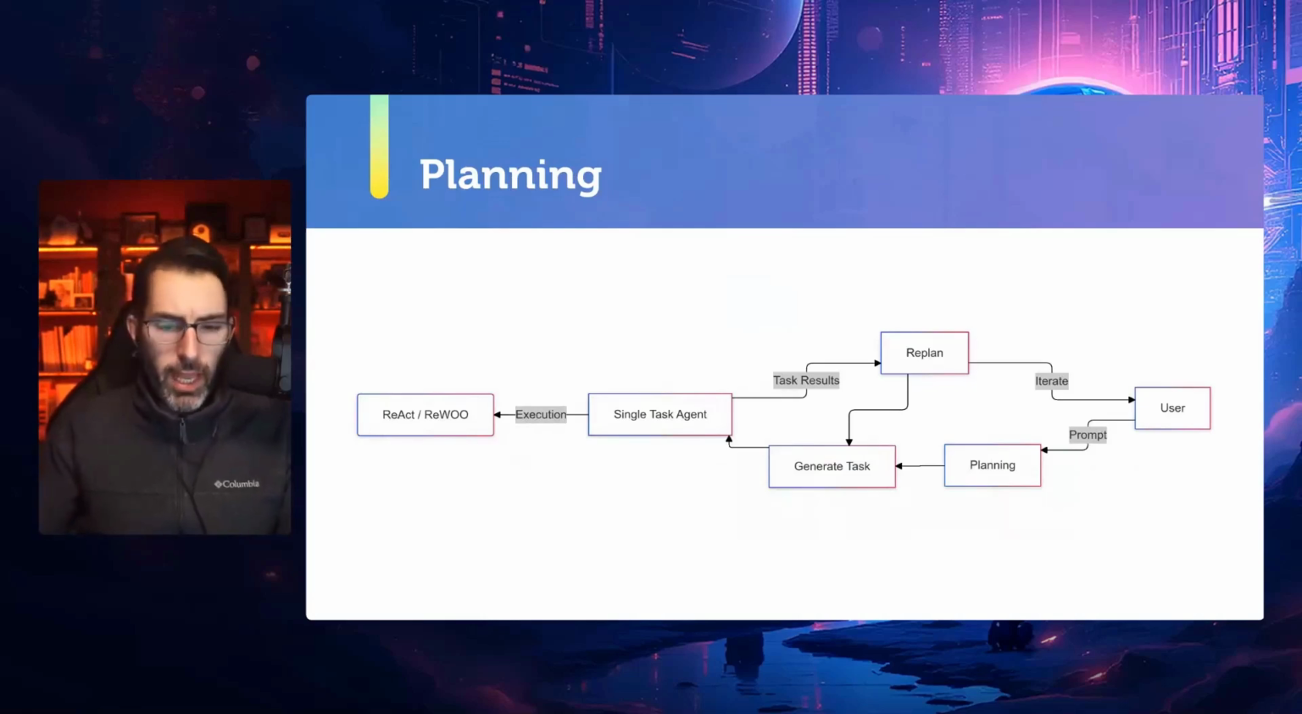So another one was planning. So this is a little bit more complicated. I'm not going to go into all of the details here. So here, what we have is there's a single task. It goes into a planning phase. The planning phase spits out multiple tasks. So it generates tasks, and we iterate through that. We take every task. For every task, we might have a different agent.